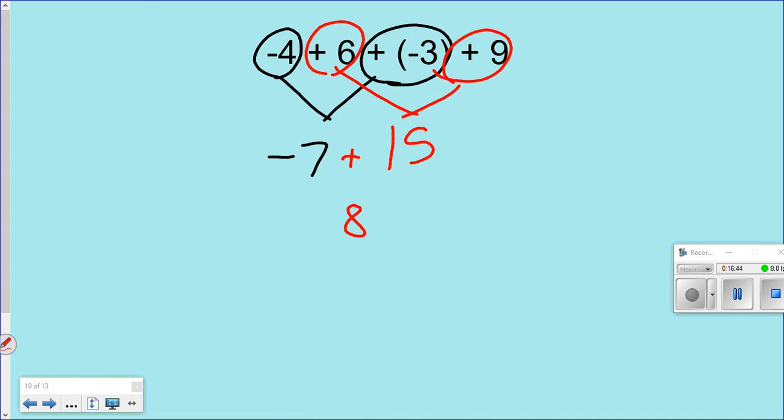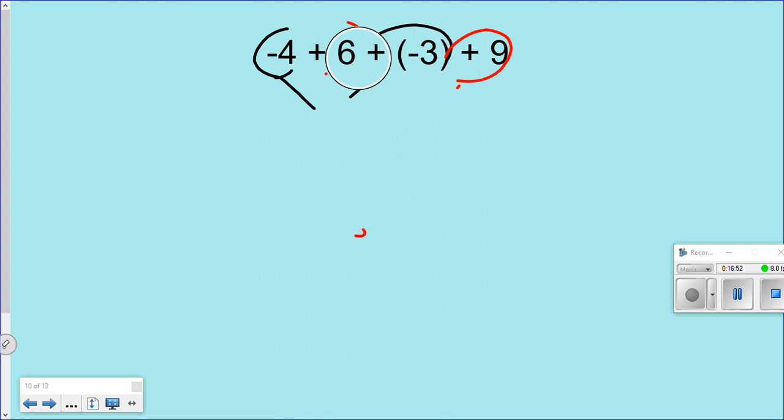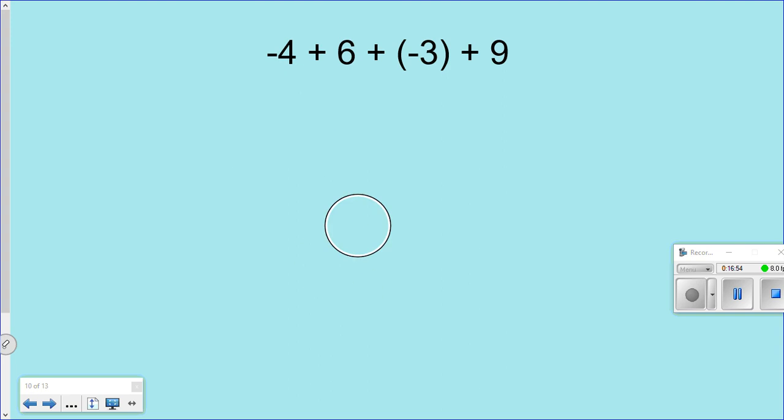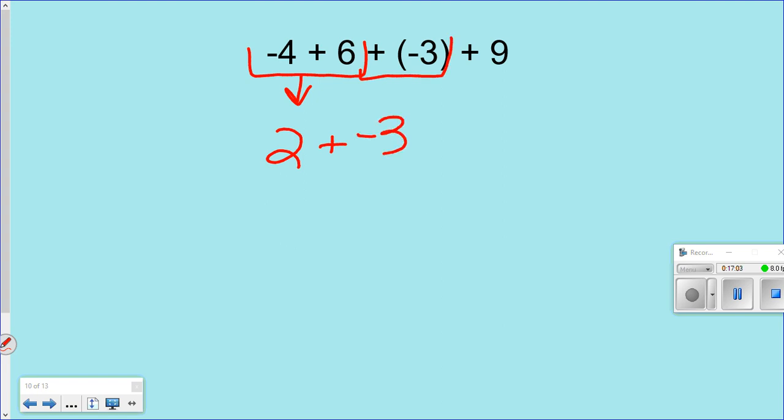Adding your positives and your negatives. Okay, another way, can I erase this? Good. Okay, another way, just go from left to right. Well, I'm going to do this first. This is going to be 2. Then I'm going to add this part to it. It should be -1. Then I'm going to add this part to it, which is going to be 8. That's another way. I'm just going straight across the board.